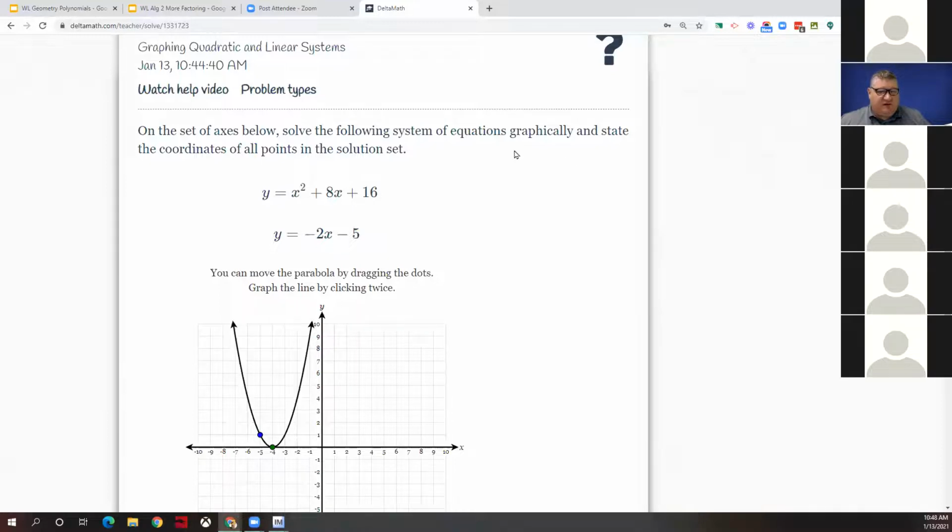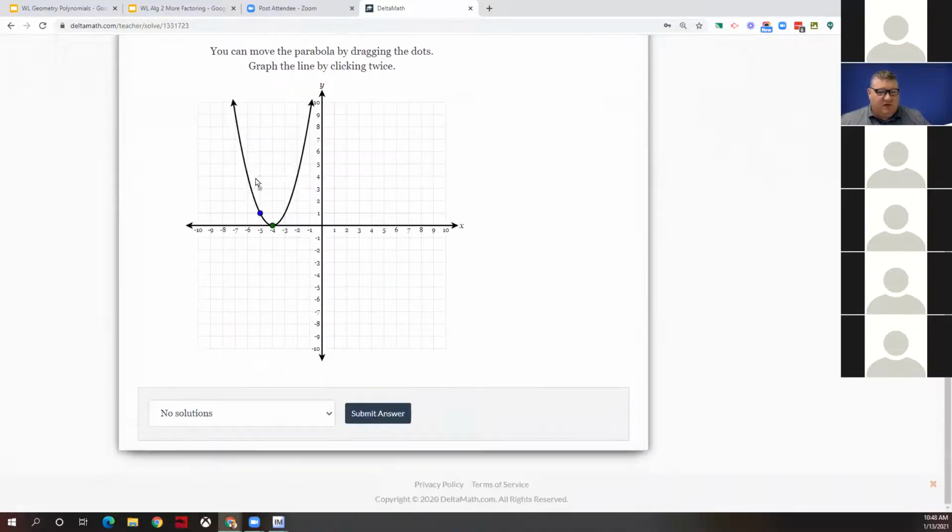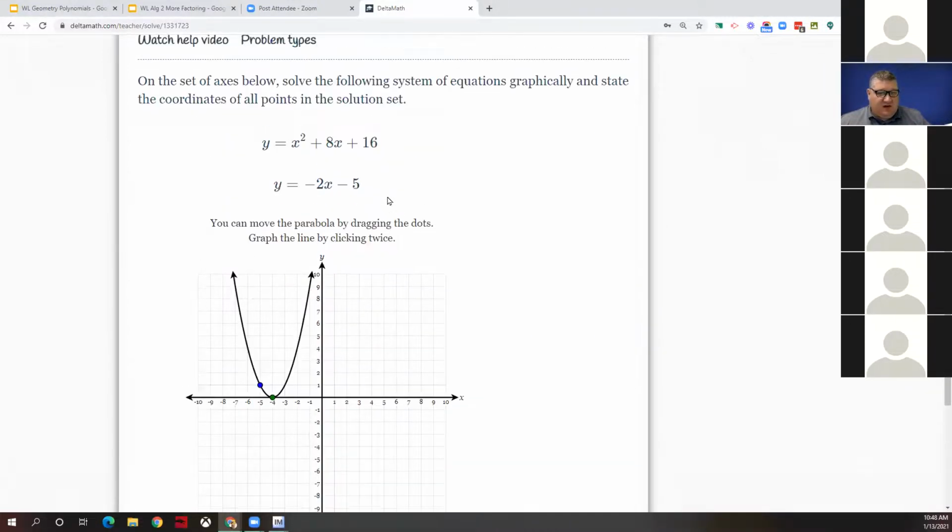So solve the following systems of equations. The coordinate set. I don't know how many solutions there are yet. How do I graph this line? You can move the parabola by clicking the line, graph the line by clicking twice. 1, 2. There we go. All right, so down 5 and down 1, 2 over 1.